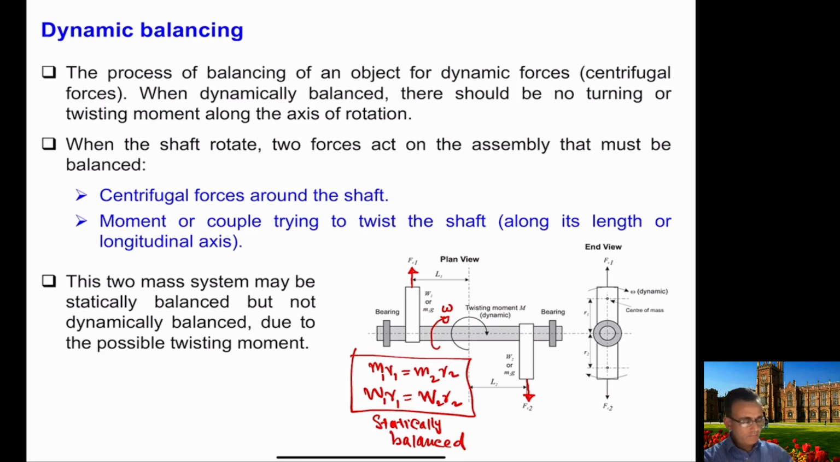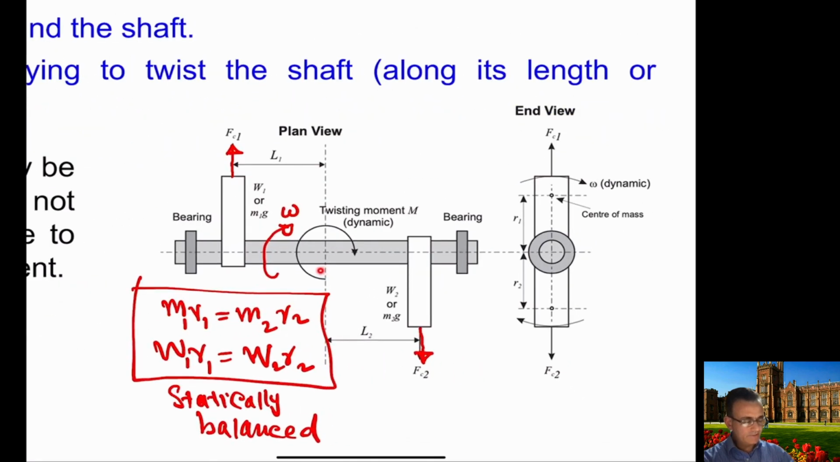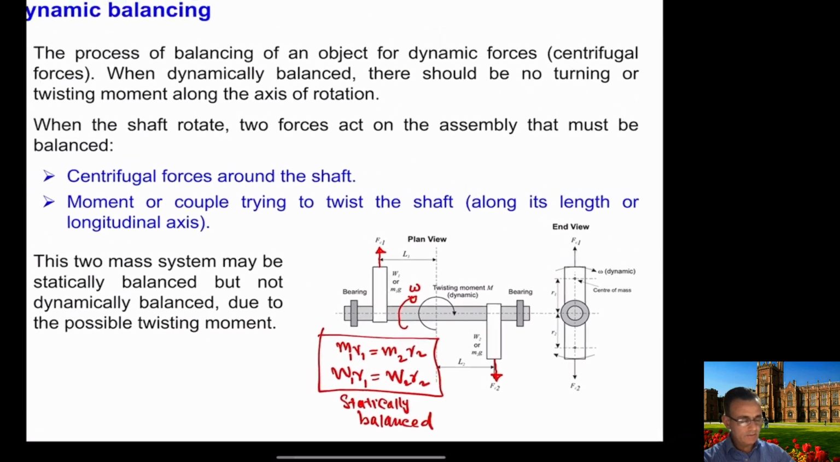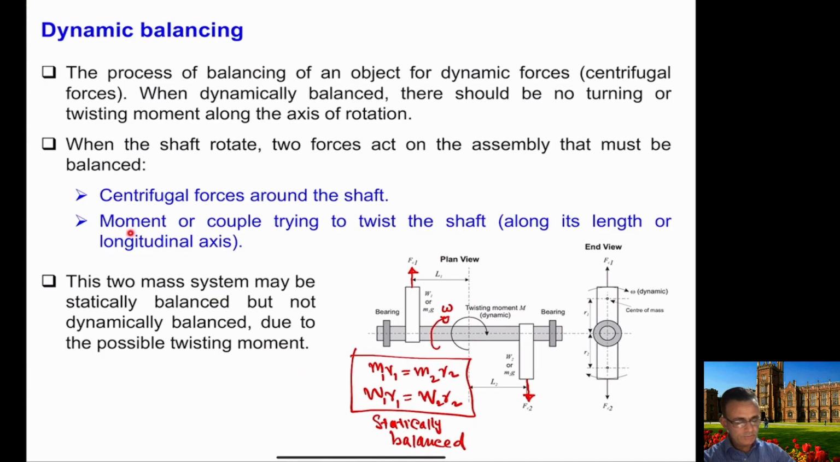But because there's a distance between the two forces, this can create a couple, as you can see in this case here. So this means that we also need to balance against this moment here. If a system is dynamically balanced, we should balance the forces, and we should also balance this twisting moment here.